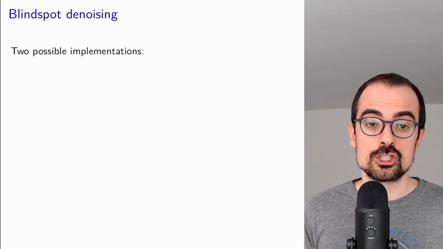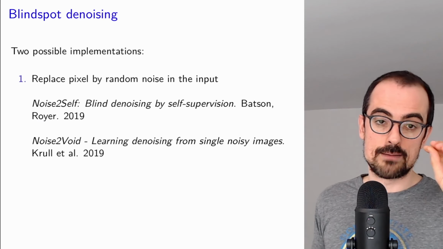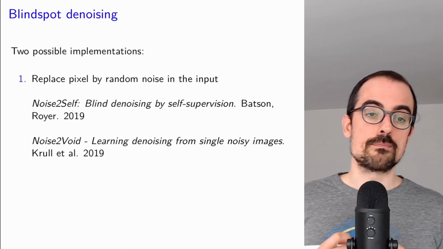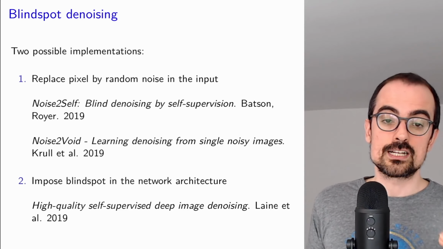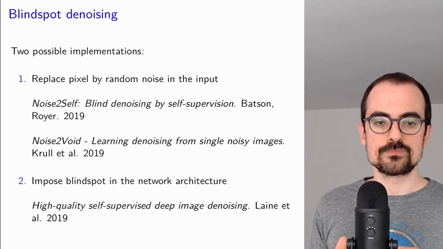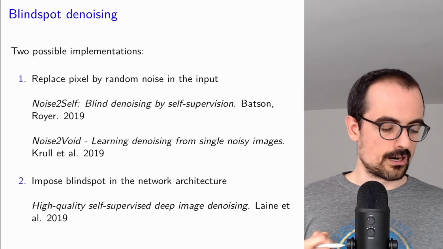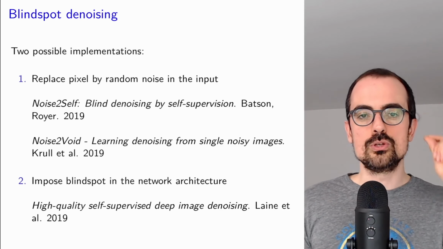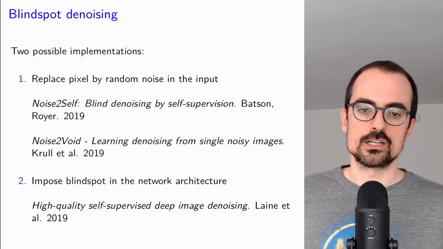So two possible implementations of this framework are, first, just masking the pixel, like putting in random noise in the input so that the network cannot use it. And there are two papers that use this strategy. And there's another way, which is imposing the blind spot in the actual network architecture, which in our experiments maybe works slightly better, at least in our experience with these methods. But again, both strategies are a way of implementing the same idea, where you have a blind spot in your network. You don't allow it to use the specific noisy pixel that it's estimating, so that it cannot just learn the identity function that does not denoise.